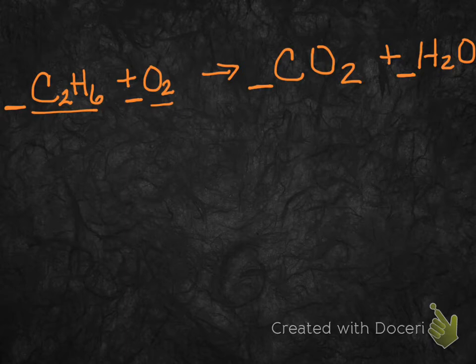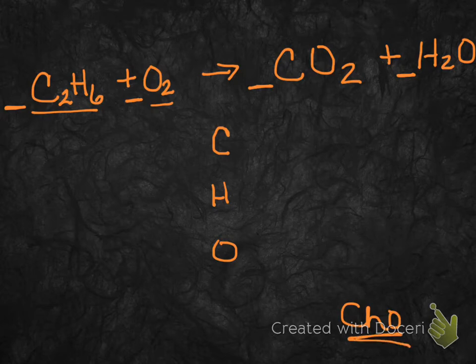When you balance hydrocarbon compounds in combustion reactions, we always use what I call the CHO method. C-H-O. I know there's no real reason to remember it, but remember CHO: combustion reactions balanced by CHO. We're going to balance the carbon first, then the hydrogen, then the oxygen.